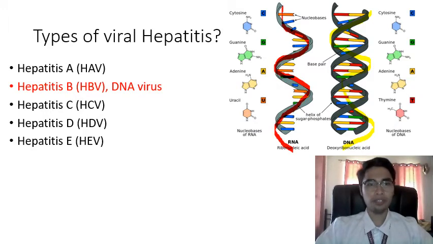So, what is the difference between DNA and RNA? For DNA, there are two strands. For RNA, there is one strand of ribonucleic acid which contains the genetic information of the virus.